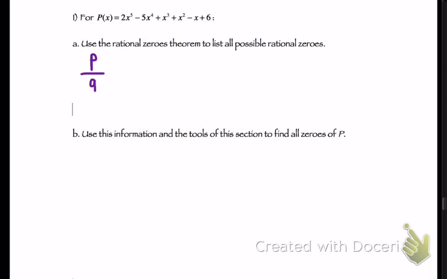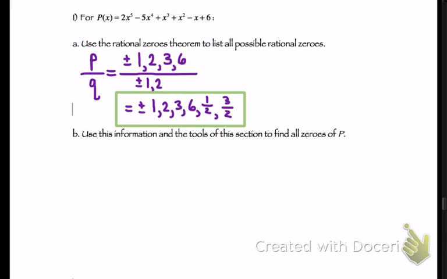Okay, so back to where we were. You had all your P's and Q's, we had all this stuff written out. We had our list. Okay, so it says use this. This is how I'll ask you these questions. Use the information and tools of this section to find all zeros of your polynomial. Well, I know what I want to do is go to my graphing calculator. So let's go there.